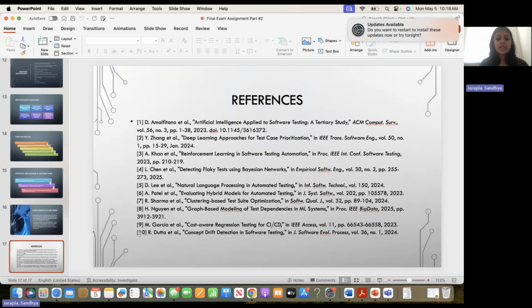And coming to the references, these are the references which I took from the latest papers from 2023 to 2025, and these are the 10 papers which I have listed out, and that would be it.